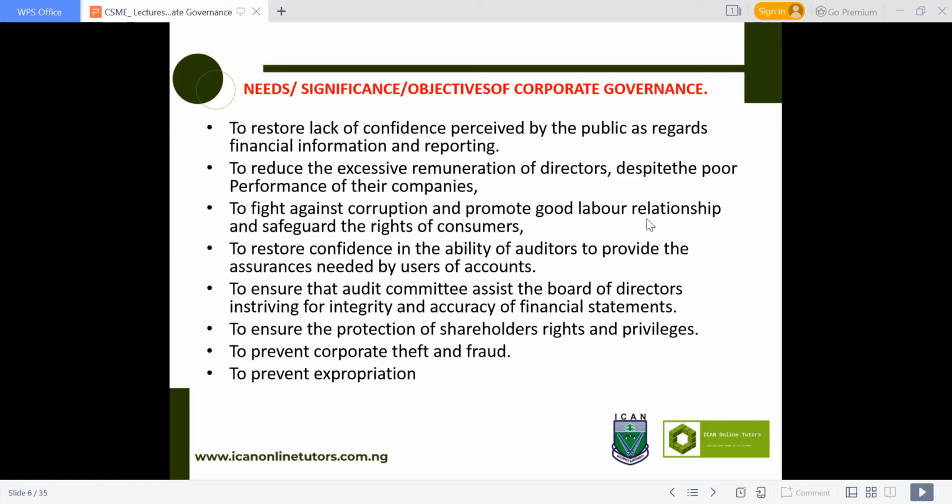If we are doing a fake advert, saying that if you buy this particular material, it's going to last for 10 hours, and at the end of the day it does not last, that's corporate theft. You are doing a fake advert, and it's a theft. And to prevent exploitation as well. So these are some of the reasons why we need to have corporate governance.